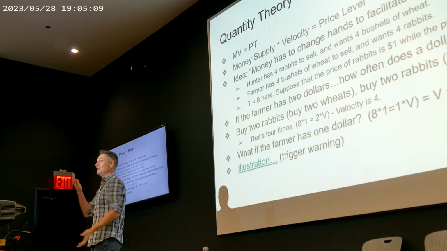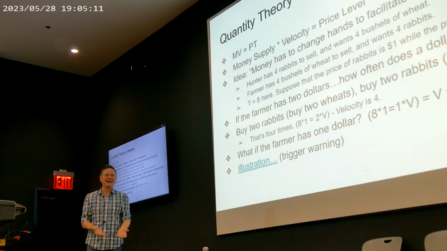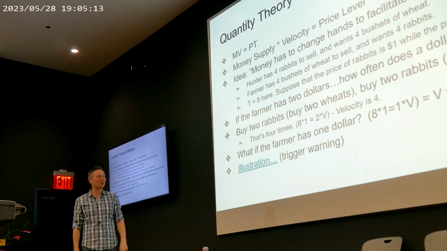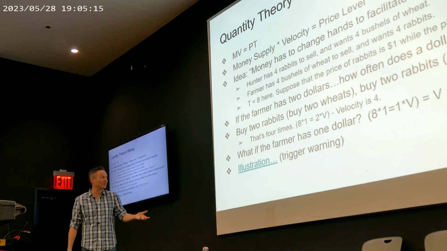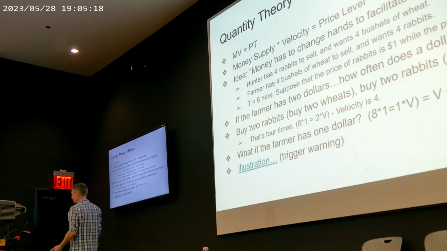So there's this relationship between the velocity of money, how fast it turns hands, and prices, right? And also the supply of money. So there's actually a neat little illustration here.